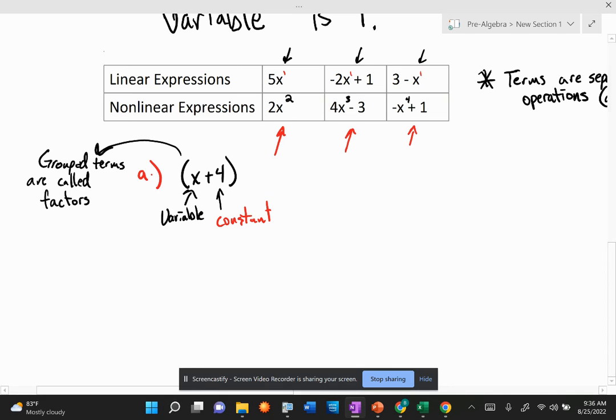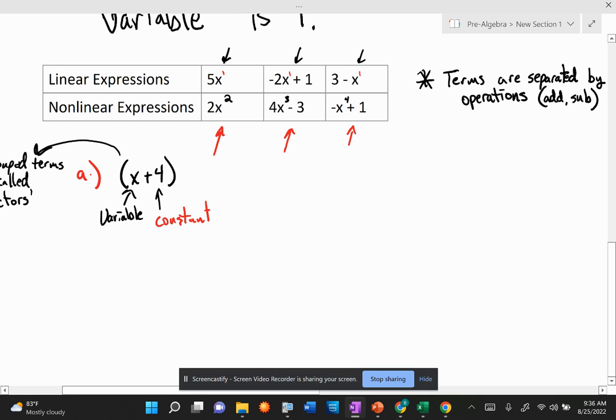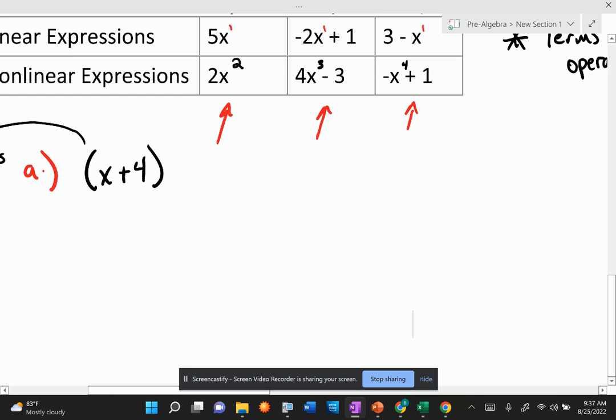Group terms are called factors, okay? So don't erase, okay? You don't erase, but I'm going to erase this just so I can clean up my work and you can see what I'm doing. So we have x plus 4. Then we're going to add another factor, and that factor is going to be 2x minus 6.